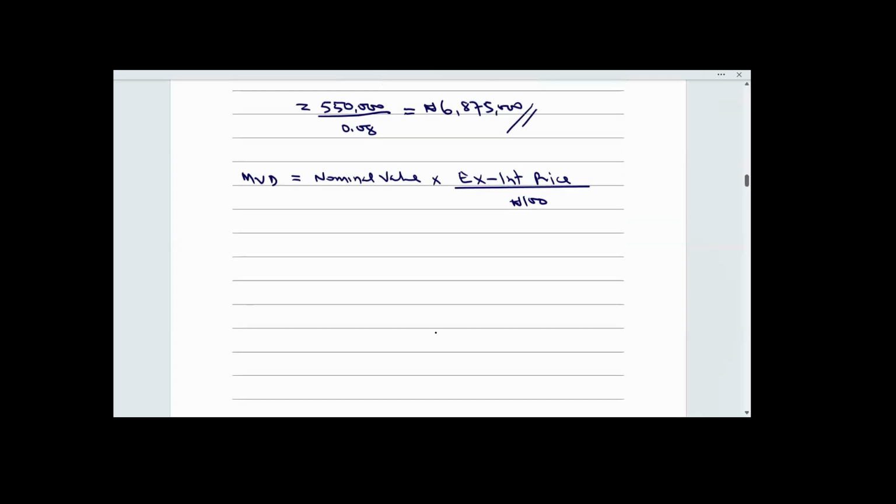So in this case, I would say the market value of the debenture equals the nominal value, which is 5 million naira as given to us, multiplied by the ex-interest price. According to the question, the ex-interest price is 102 naira, divided by 100 naira. So you should have the same amount as 6,875,000.